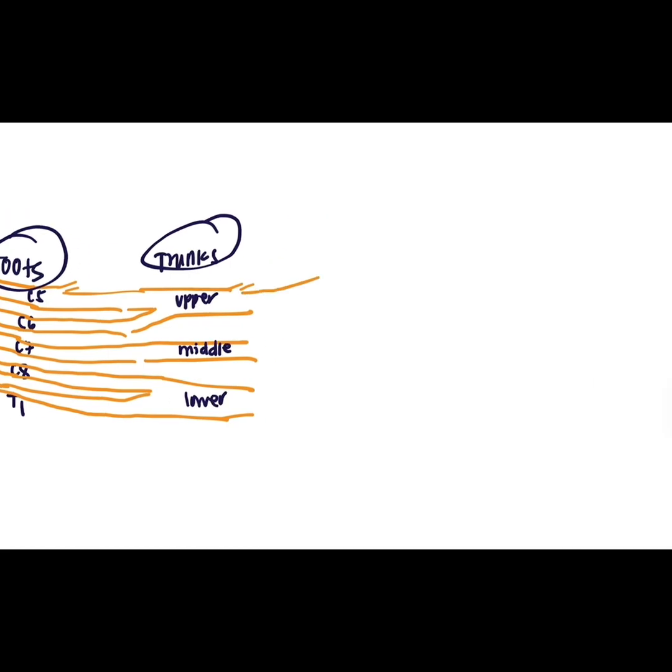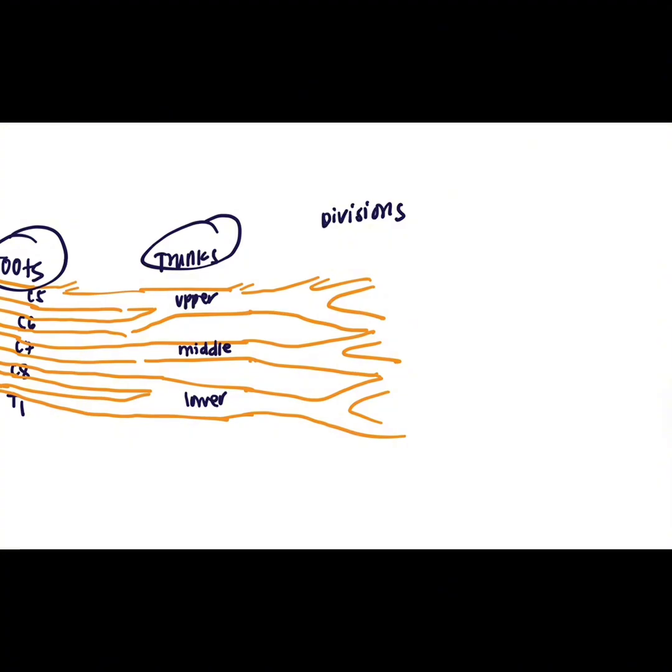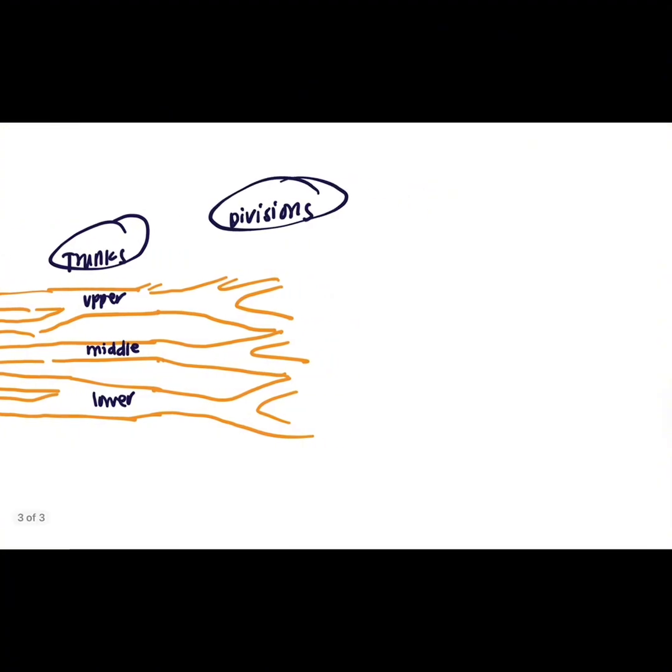Now, these trunks will eventually divide. So the upper trunk will divide into anterior and posterior. The middle trunk will divide into anterior and posterior. And the lower trunk will divide into anterior and posterior. Now, the divisions, we call this a division. Literally by the name itself, if it's anterior, the division goes to the anterior part of the arm. If it's posterior, it goes to the posterior part of the arm. So their location is actually in the literal location of the arm already.